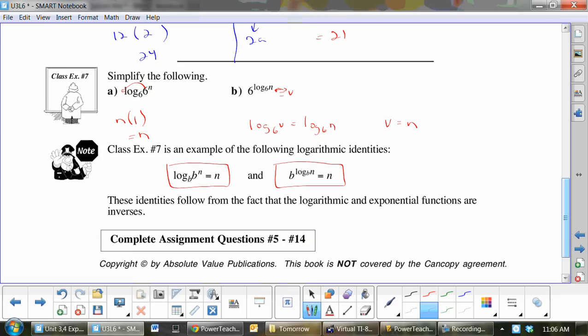Okay? So you're doing 1 to 8, A, C, E, and G, and then 10 to 14.